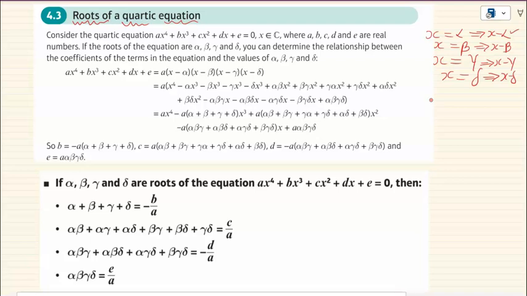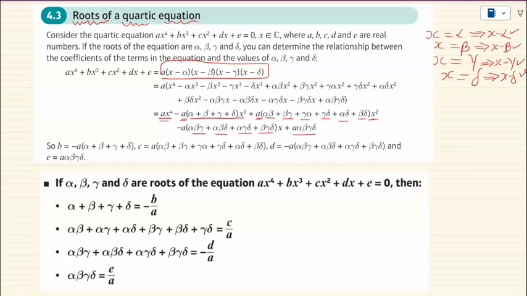So if you multiply all these, x minus alpha, x minus beta, x minus gamma and x minus delta, this is what we are getting. Here we have multiplied by a, a non-zero number. Now once you multiply, you get this equation: ax^4 minus a(alpha plus beta plus gamma plus delta)x^3, and a(alpha beta, alpha gamma, alpha delta, beta gamma, beta delta and gamma delta) with x^2, and then minus a(alpha beta gamma, alpha beta delta, alpha gamma delta, beta gamma delta) x, and a alpha beta gamma delta. So this is what we get.